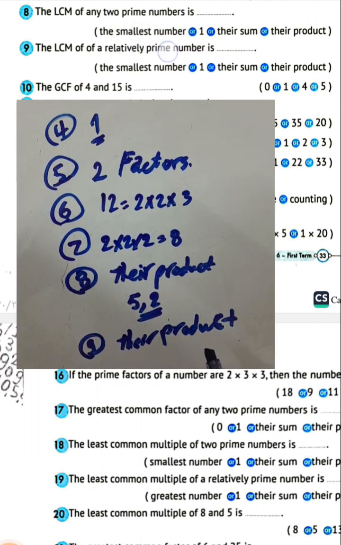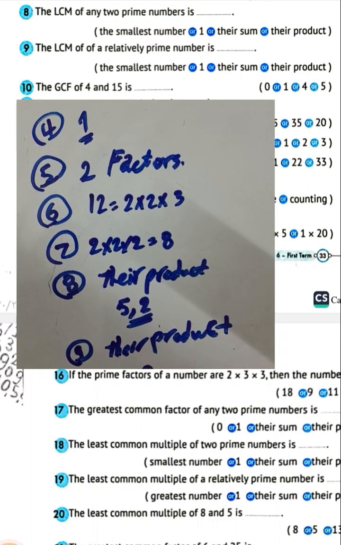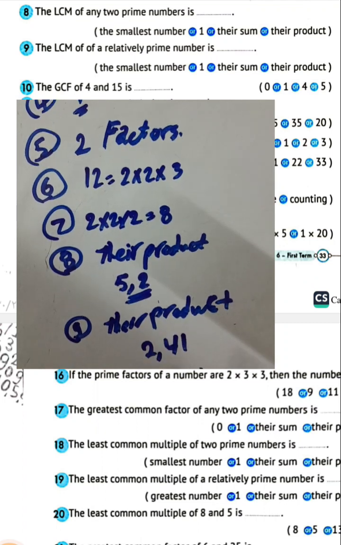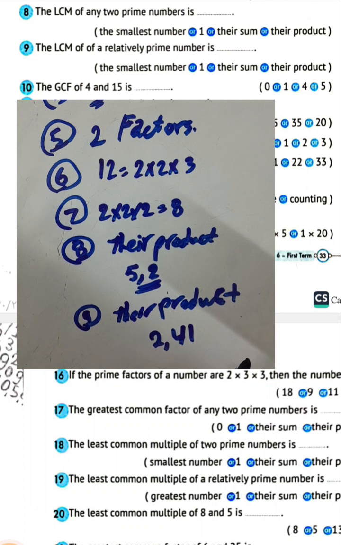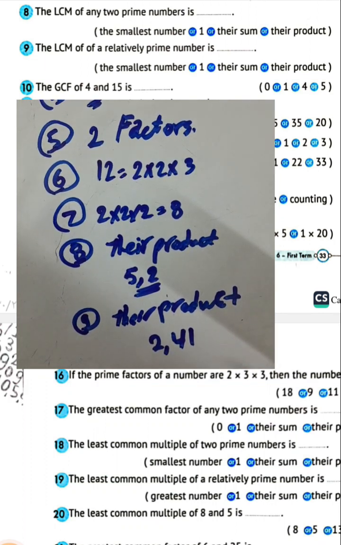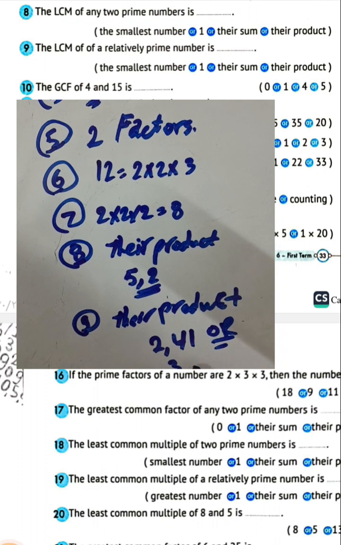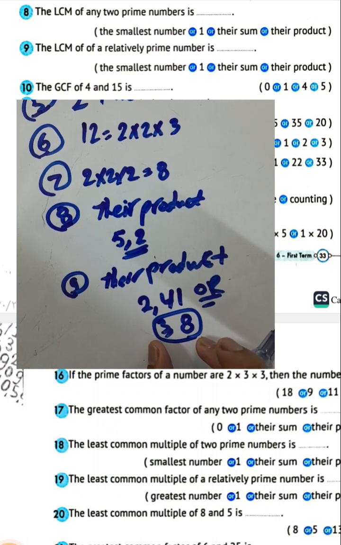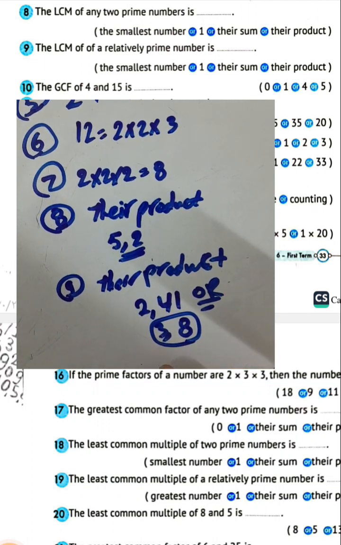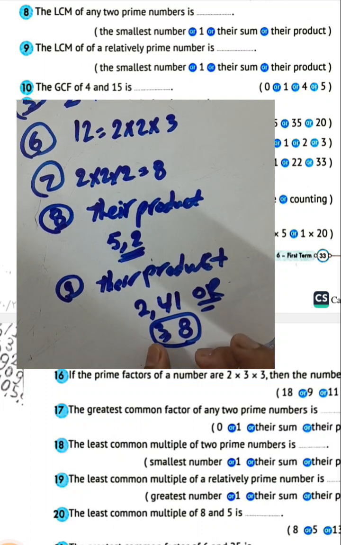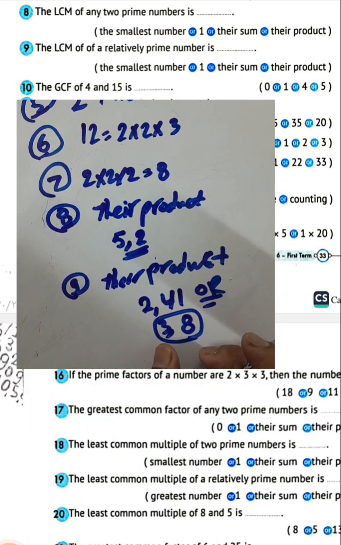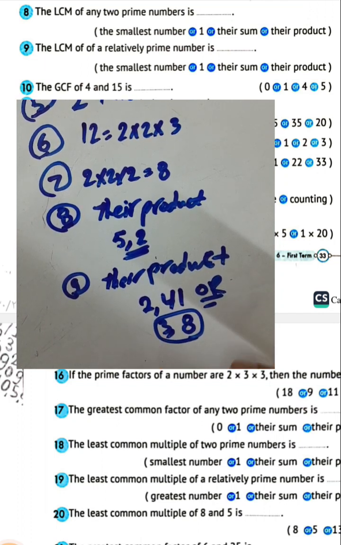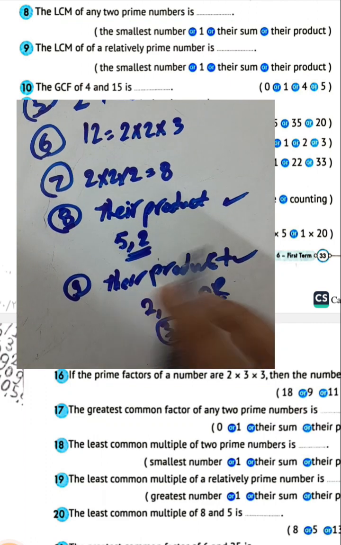Relatively prime numbers, such as 2 and 41. We call them relatively prime numbers because the highest common factor between the two numbers is 1, or such as 3 and 8. The least common multiple of 3 and 8 will be 3 times 8 equals 24. Then the least common multiple of two relatively prime numbers will be their product. But the greatest common factor of relatively prime numbers will be 1. So write their product in the blank for question number 9.